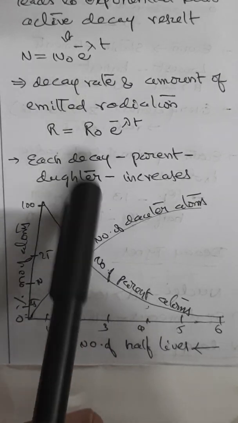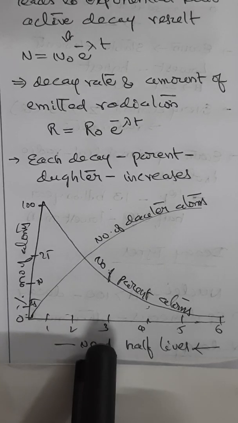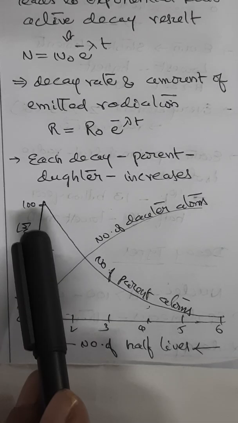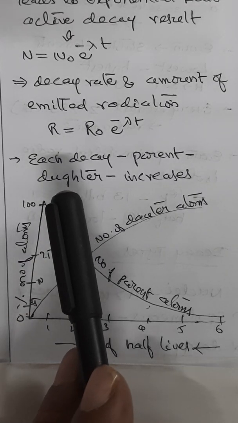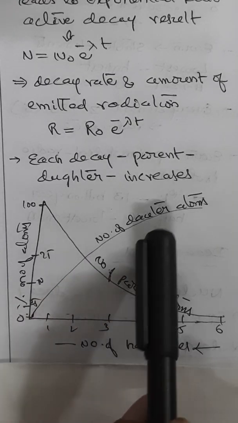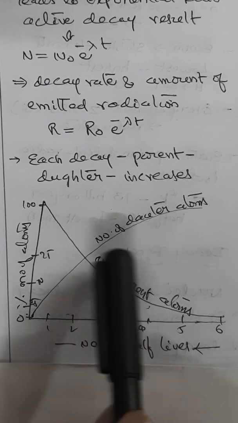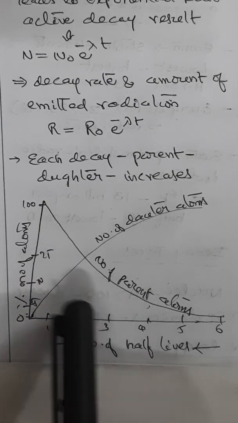Now here what we need to observe from this graph is, if you plot a graph between the number of half-lives and the number of atoms that are getting decayed, with each decay of a parent nucleus, the number of daughter nuclei increases. So this particular graph shows the decay and growth of these nuclei.